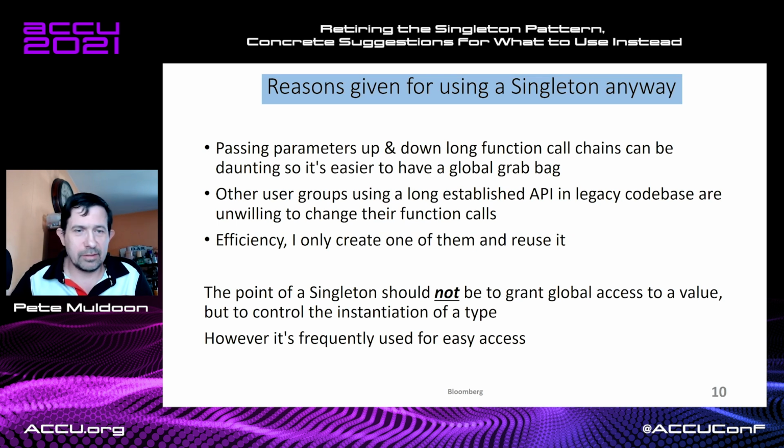It wasn't supposed to be granting global access to a value, right? The idea was to control the instantiation of a type, where we wanted to lock down that in this whole program, there can only be one instance of this type. That was the main value of the singleton pattern as proposed. However, it's more frequently used for just easy access, from a random place, to get your hands on something. So anyway, that is the reasons given for it.